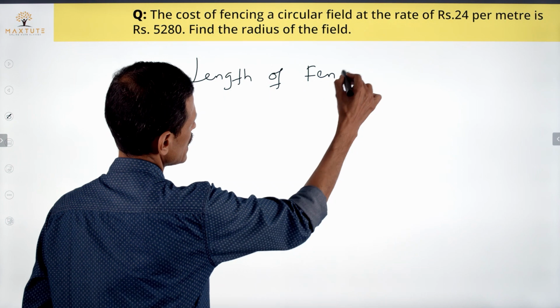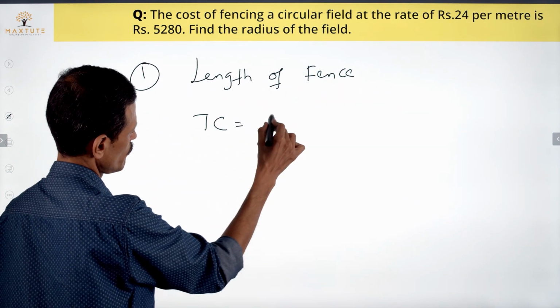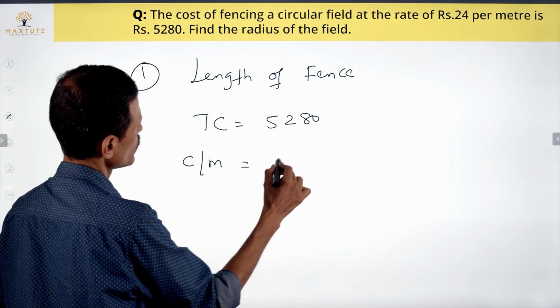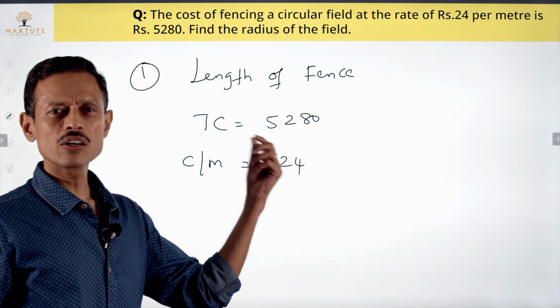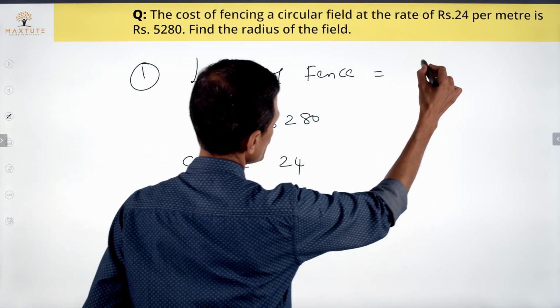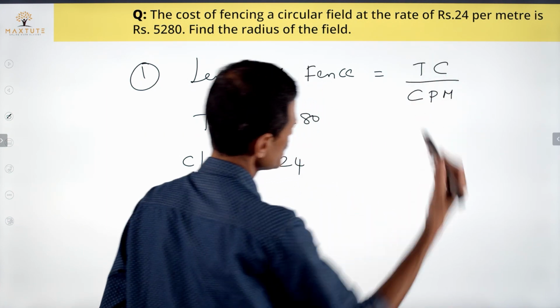How do you compute the length of fence? We know the total cost of the fence. Total cost is equal to 5280. We know cost per meter is equal to 24. Total cost divided by cost per meter should give us the length. So length of the fence is equal to total cost divided by cost per meter. I'll write it as CPM.